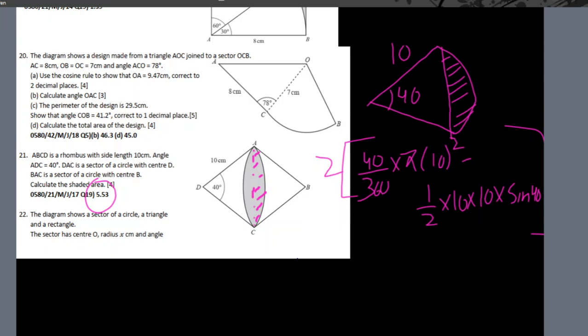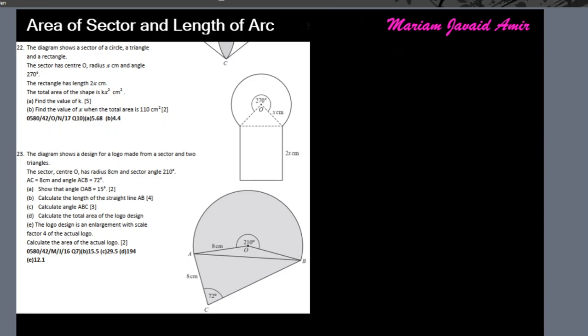Okay, next is question 22. Find the value of k. The total area of the shape is k x square. So k x square equals area of this sector, and then area of this triangle, the triangle in green, and then area of the whole rectangle at the bottom. So we'll be applying these formulas.